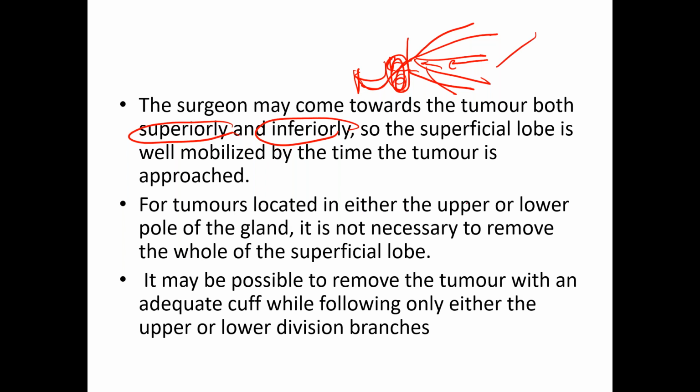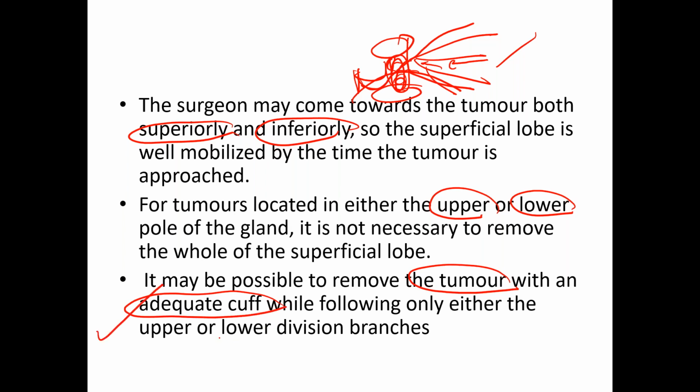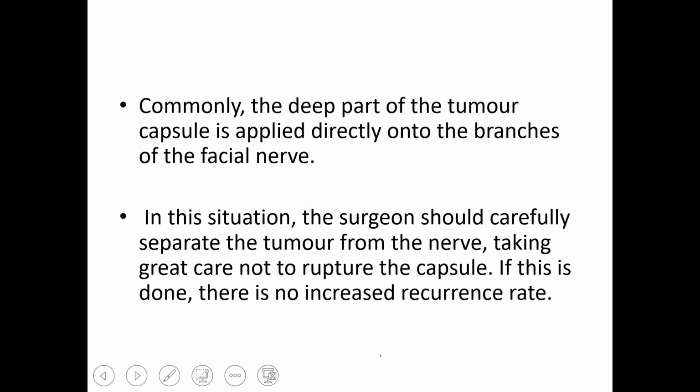For tumors located in either the upper or lower lobe of the gland, it is not necessary to remove the whole of the superficial lobe. If the tumor is located in the upper lobe, only a part is removed, and that is enough. The author is saying that. It is possible to remove the tumor within an adequate cuff. You have to remove a cuff of the tumor, based on which you have to save the branches. That is a common concept here.